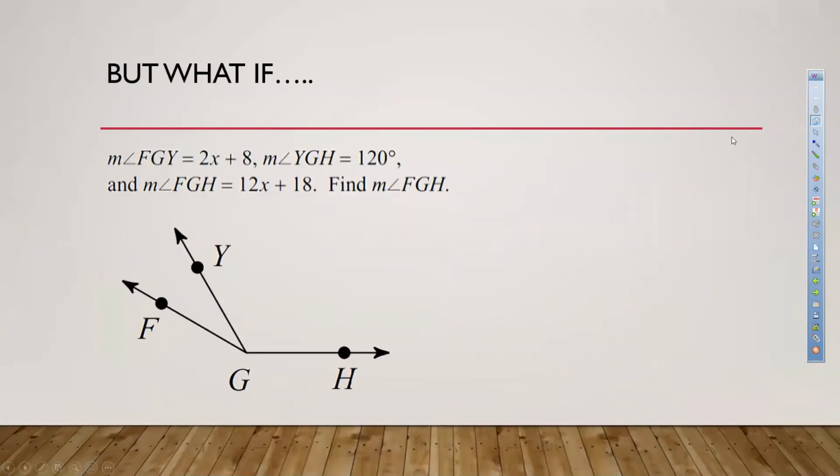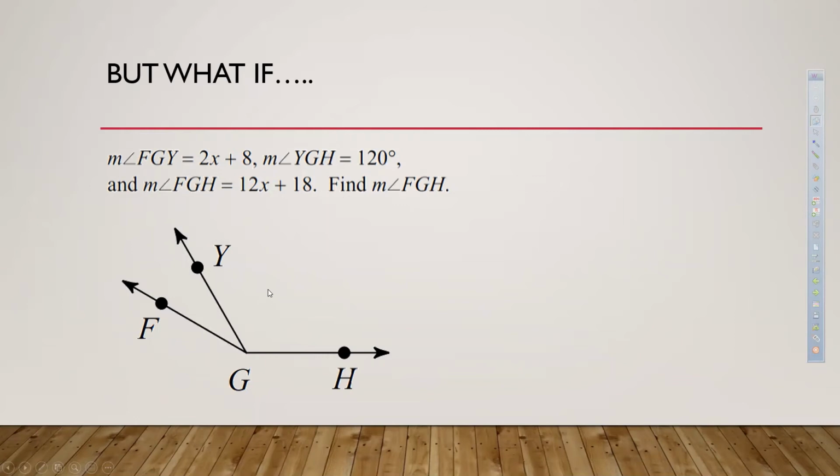All right, but what if we look at this question here? They're telling me that the measurement of angle FGY is 2x plus 8, and measurement of angle YGH is 120, and measurement of angle FGH, all of it together, is 12x plus 18. But in this question, they're not asking me to solve for x. They're asking me to actually find what is the measurement of angle FGH. So they actually want me to find the measurement of the actual angle.